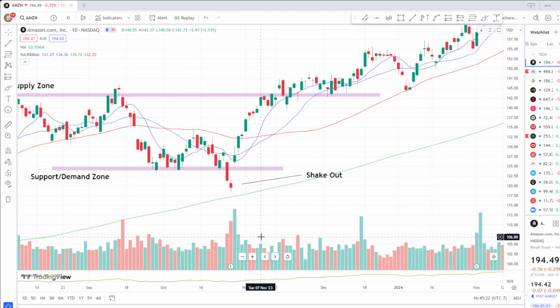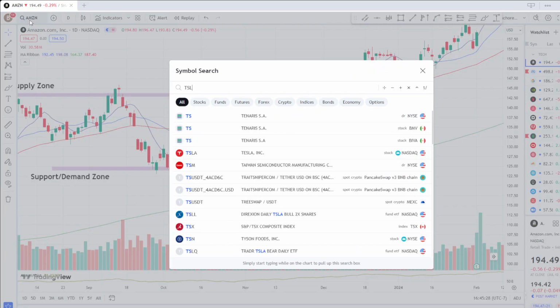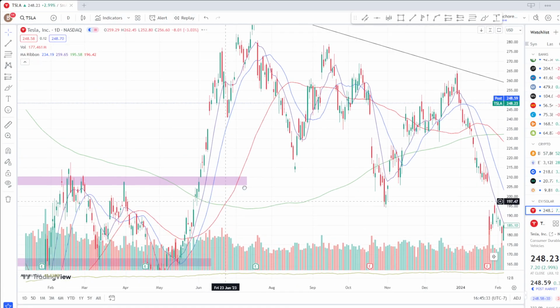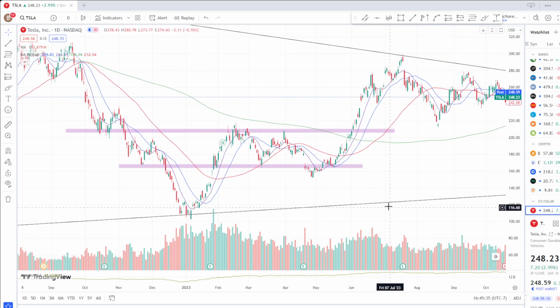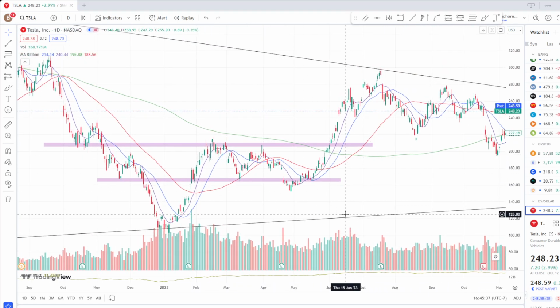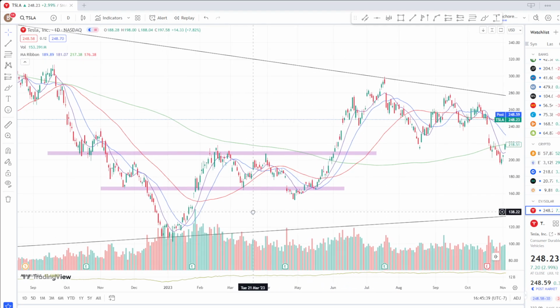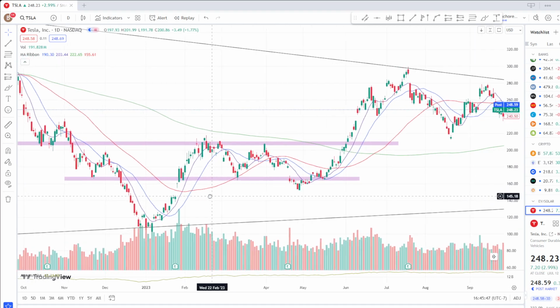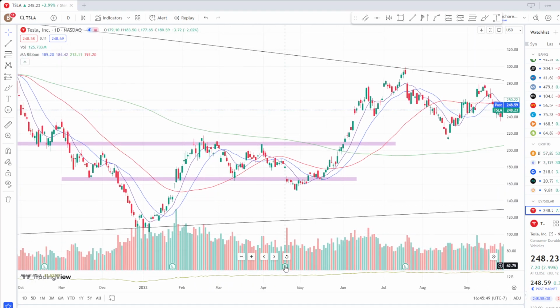Hope this is helpful. Let me give you another example before we wrap up. Let's look at Tesla. You can see here we had a nice bull flag breakout. I've already identified the support and resistance zones. This is our resistance zone, this is our support zone. We had earnings as our catalyst.